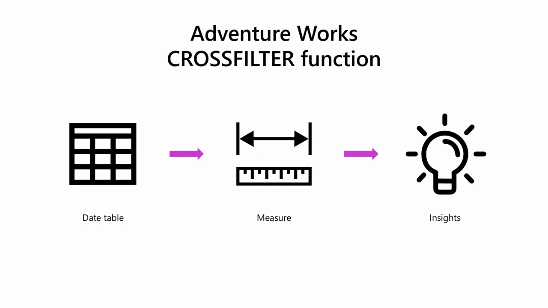You should now be familiar with the cross-filter function and how it works. Cross-filter is a useful function to change the direction of a relationship without changing the relationship itself. This function creates visualizations with custom filtering depending on the business needs.